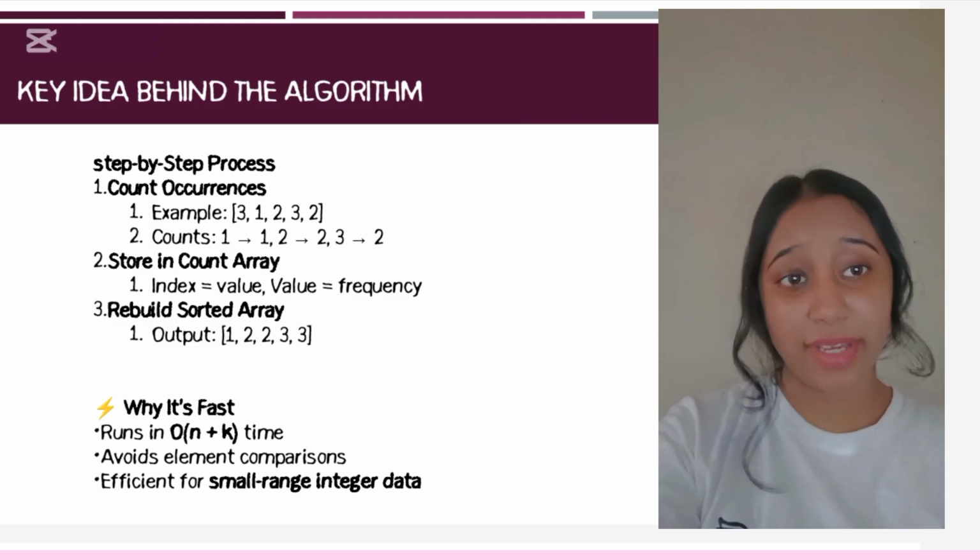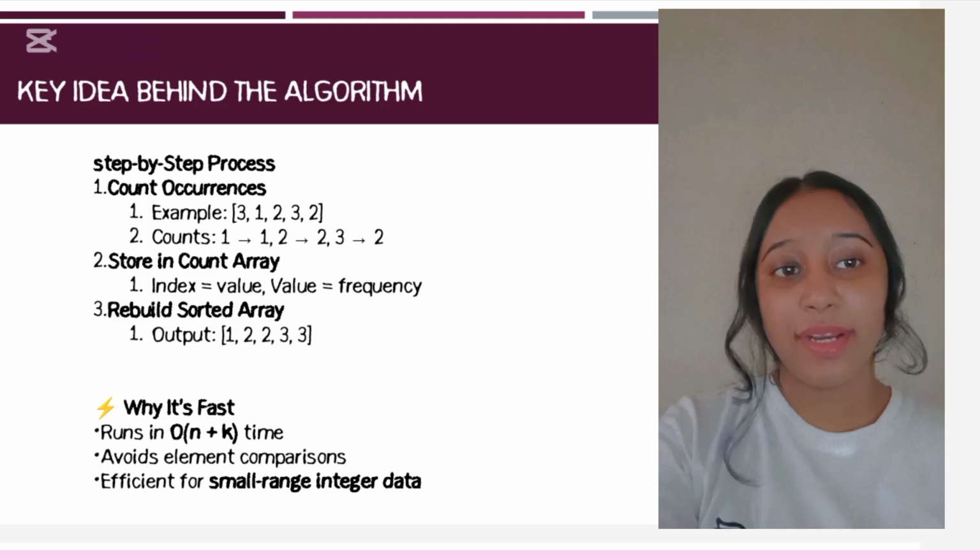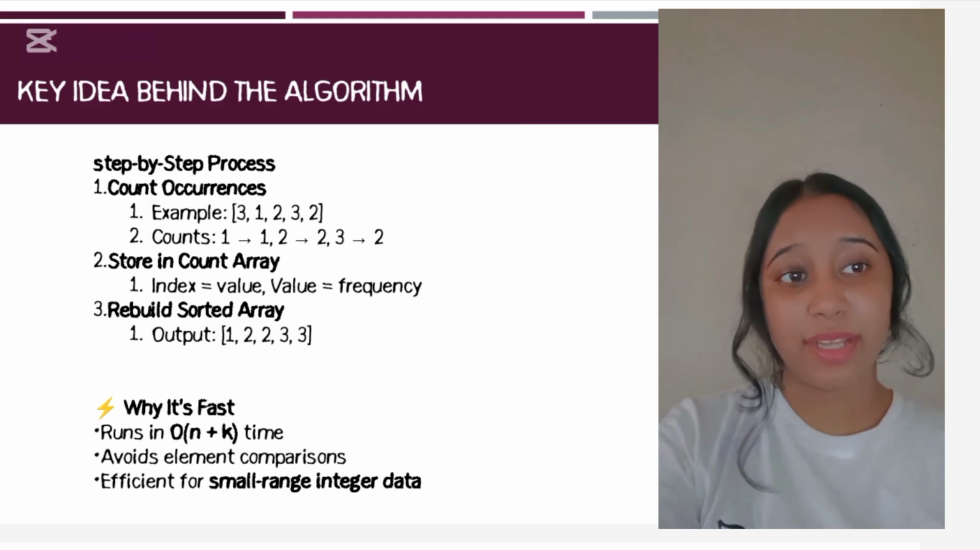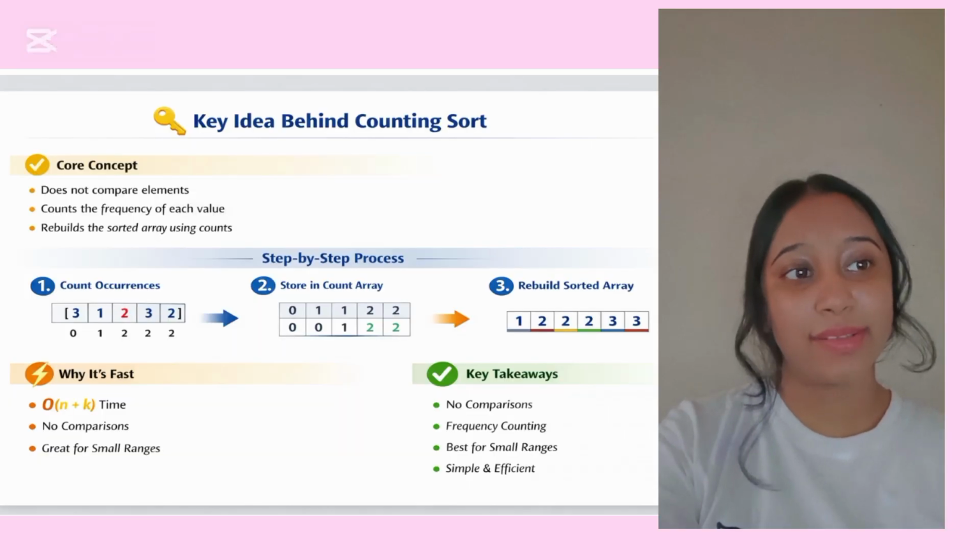Step 3 is to rebuild the sorted array. Finally, we rebuild the sorted array by placing each number according to its count. The sorted output is 1, 2, 2, 3, 3.